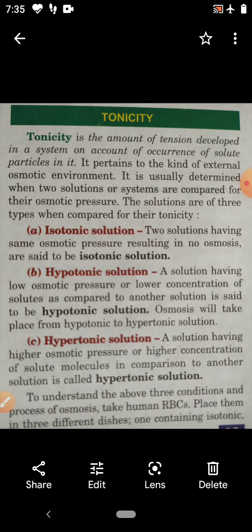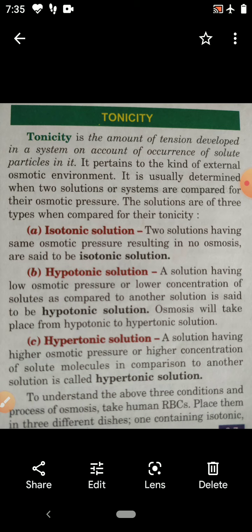Tonicity is the amount of tension developed in a system on account of the occurrence of solute particles in it. So, how much is the tonicity of the solution? It depends on the amount of solute particles present in the solution. Therefore, it is the relative concentration.